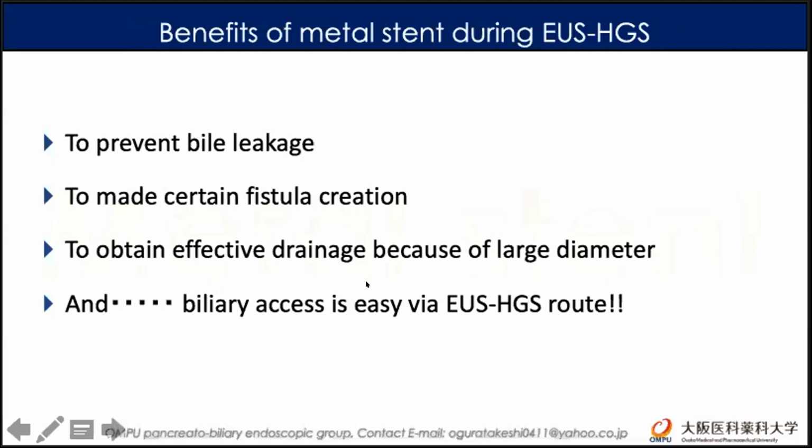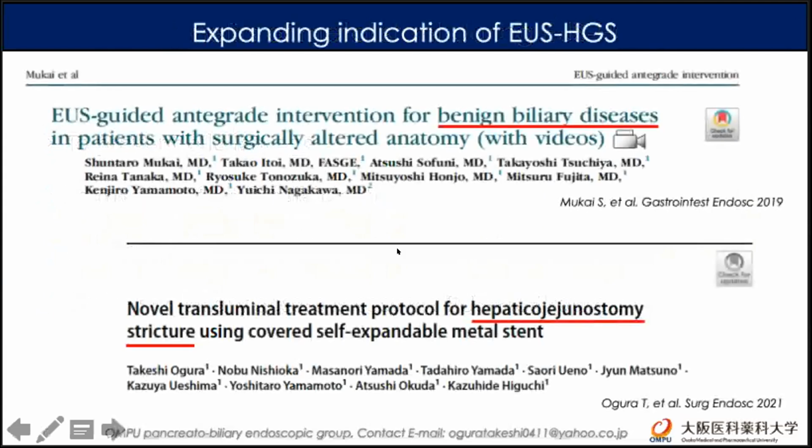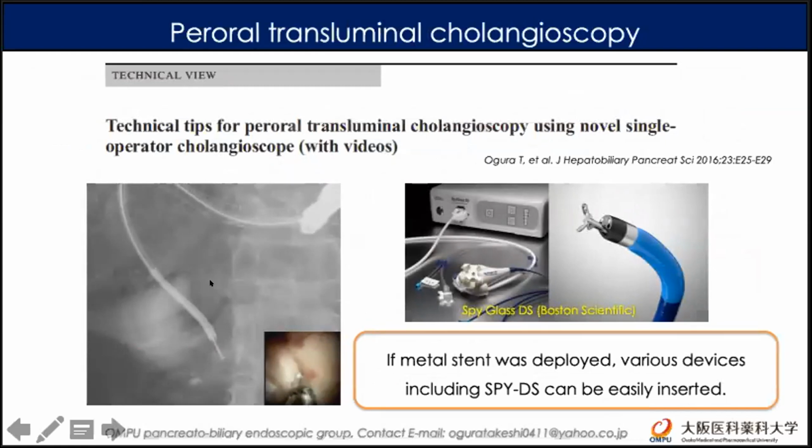Following subjects benefits of metal stent during EUS HGS. Metal stent deployment can prevent bile leakage, make certain fistula, and obtain effective drainage because of its large diameter compared with plastic stent. In addition, biliary access is easy through EUS HGS route. Recently, expanding indication of EUS HGS, such as antegrade stone removal or stricture management through EUS HGS route, has been reported. So we also previously reported peroral transluminal cholangioscopy. If metal stent was deployed, various devices, including SPY-DS, can be easily inserted.